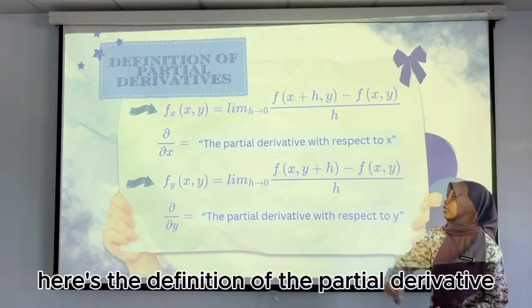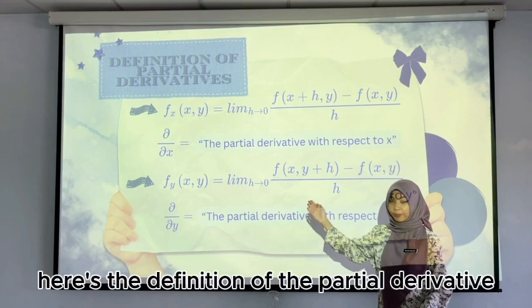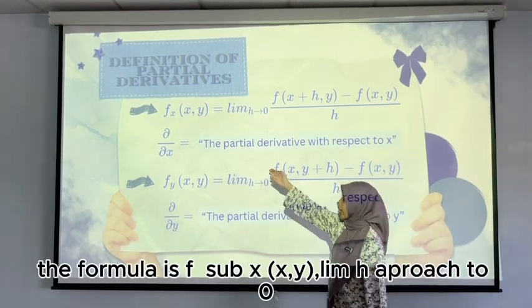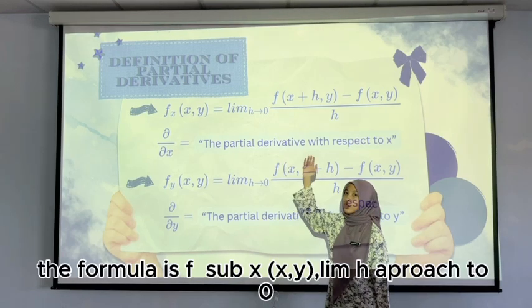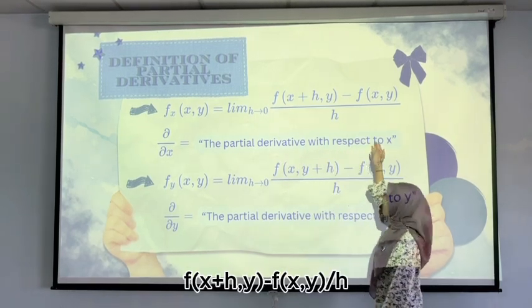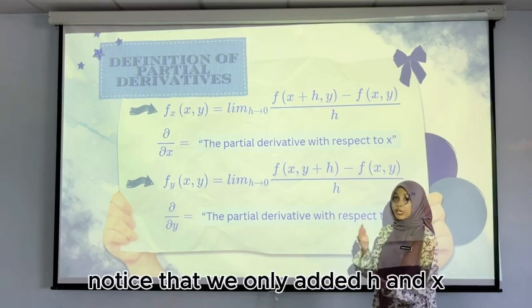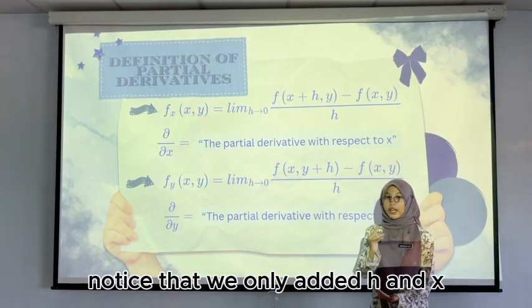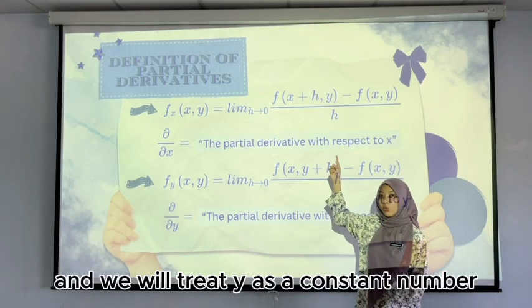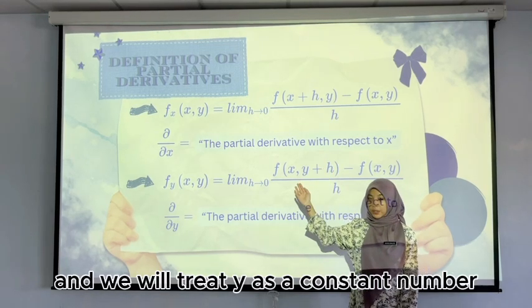Our first slide is the definition of the partial derivative. The first formula is f sub x of (x, y) equals the limit as h approaches 0 of f(x plus h, y) minus f(x, y), over h. Notice that we only add h to x, and we treat y as a constant number.